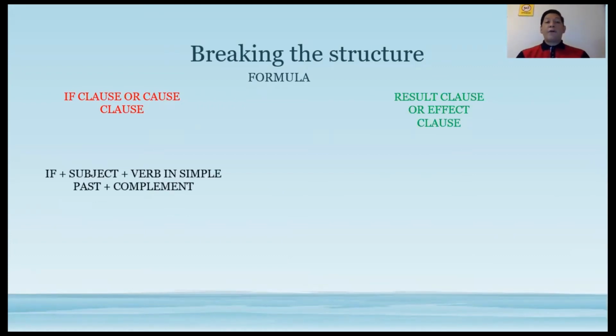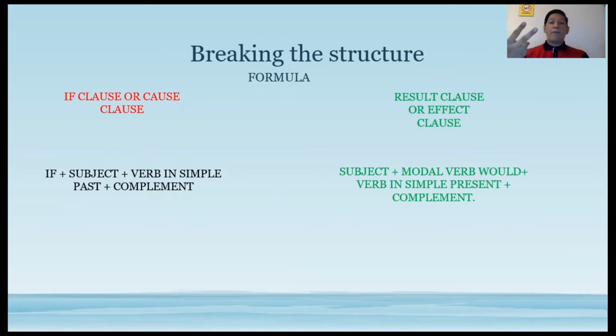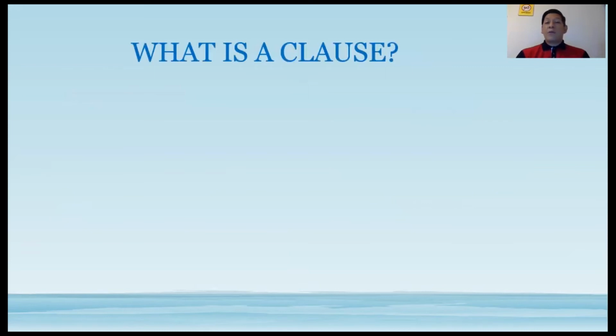Now, on the if clause, we have if plus subject plus the verb in simple past plus the complement. This is the first part of your sentence. And then on the second part of your sentence, you need a subject, the modal verb would, the verb in the simple present, and the complement. This is very important for you. We need to have two different parts, and the first part goes with the if, and the second part goes with the result.